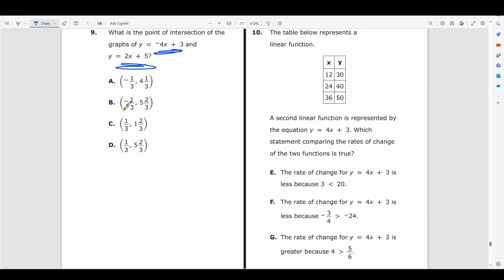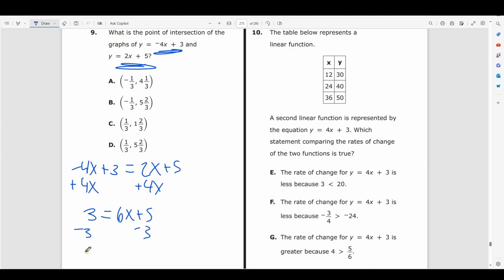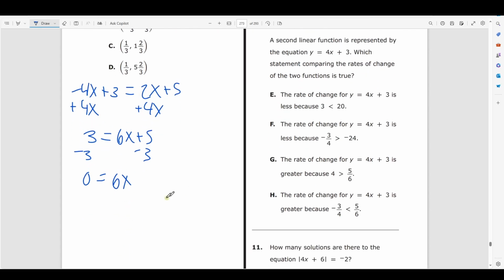So all you have to do is just say that negative 4x plus 3 is equal to 2x plus 5. And you just combine like terms. So you add 4x on both sides. You're left with 3 is equal to 2x, nope, 6x actually. So 6x plus 5. And you subtract 3 on both sides, and you get that 0 is equal to 6x plus 2. And then you subtract 2 on both sides.